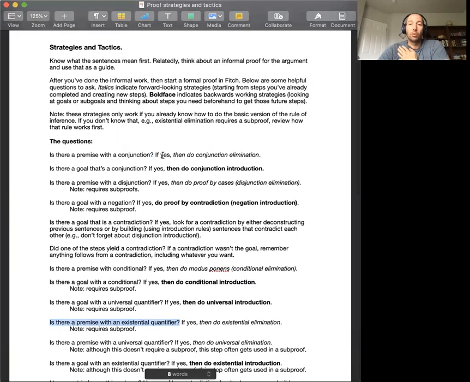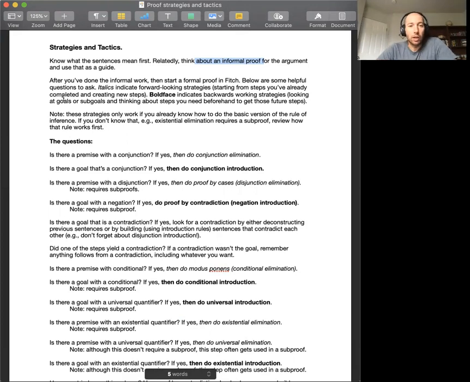Related to understanding what the sentences mean, you want to make sure that you think about an informal proof. If you can work through an informal proof and convince yourself why an argument is valid, the steps that you take will be able to inform you how to do the formal proof. The way that we've designed the Fitch proof format really closely resembles how we actually do the informal proofs. This is in fact why the system that we've been working with is often called a natural deduction system.